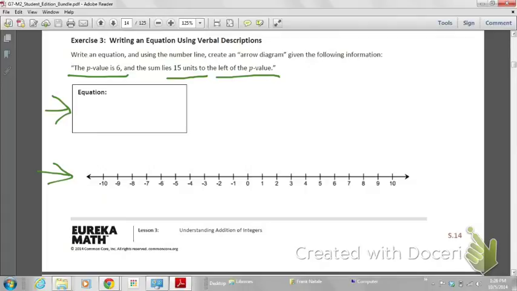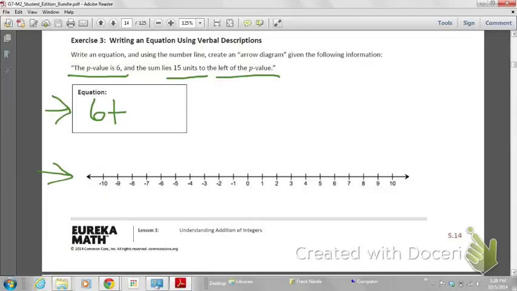Okay, so if we just plug in for this equation as we go, the p-value is 6, so I know that's my first addend. I know that because I learned that in this lesson, and hopefully you have learned that in this lesson. Okay, 6. And the sum, and of course we're always talking about sum, so we know we're going to be plus, lies 15 units to the left.